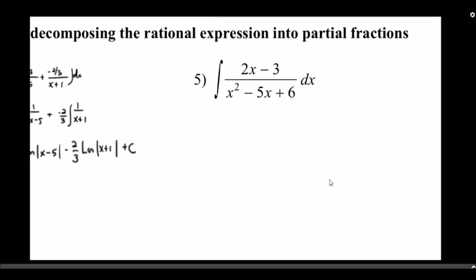Alright, now a similar thing has to happen on question 5, where we're going to first just deal with this expression and trying to decompose it into its partial fractions. So the first step is to factor that denominator. So x minus 2, x minus 3. Again, since there are two factors, we're going to have two partial fractions.